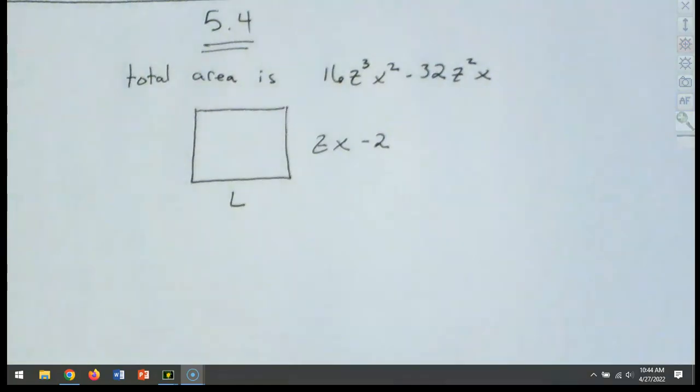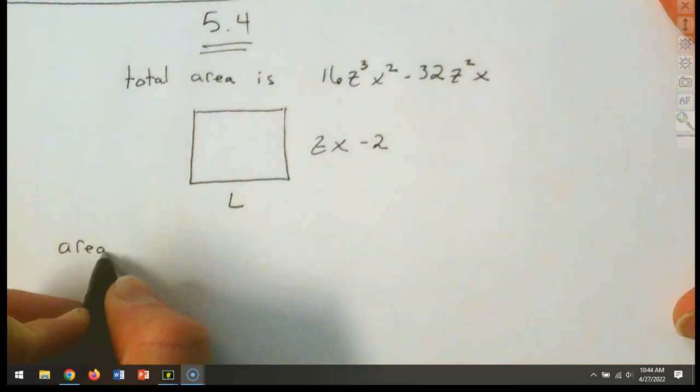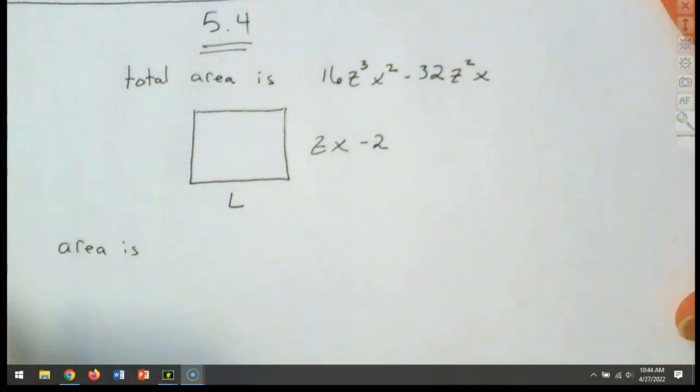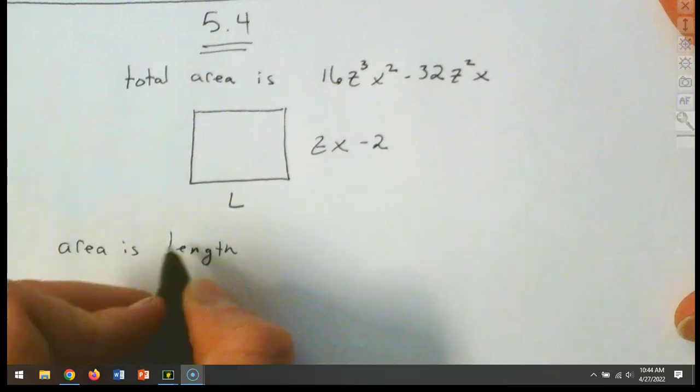On this question, we're going to be trying to find out what L is. So we're looking at a rectangle, and we're looking at the area of a rectangle. Now, what do we know about the area of a rectangle? Well, the area of a rectangle is the length times the width, right?